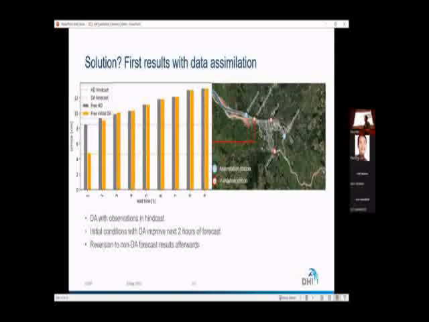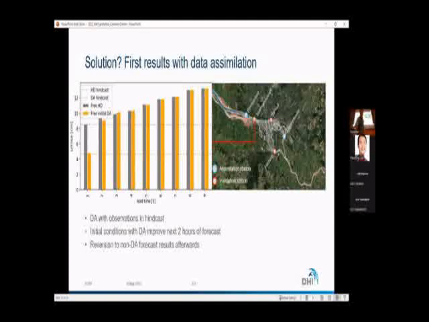However, a bit as expected, it decays over time, and after 4 hours, it's identical to our free run without improved initial conditions by data assimilation. So we see the reversion to non-data-assimilated forecasts, which of course is to be expected.